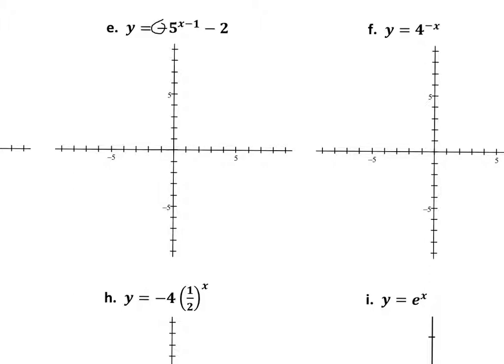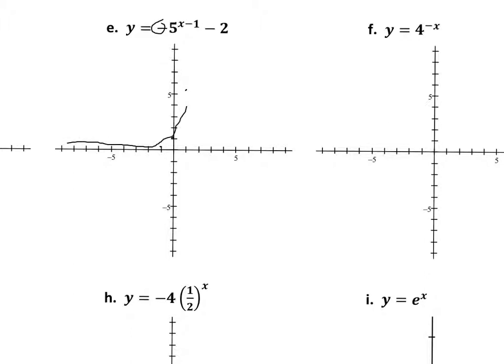Here's what I'm going to do. I'm going to graph the original in one color, and then we're going to do a couple of transformations in another color so you can see what it does. So our original, if it's just 5 to the x, I've got -1 and 1/5, 0 and 1, and 1 and 5.